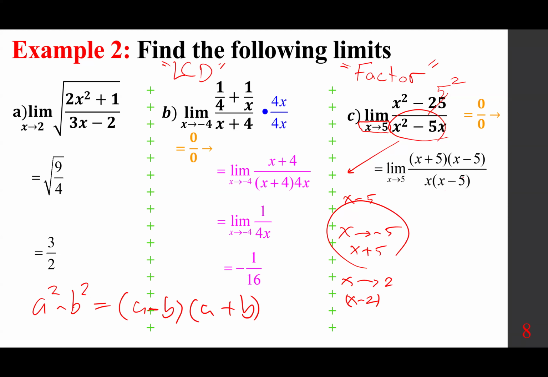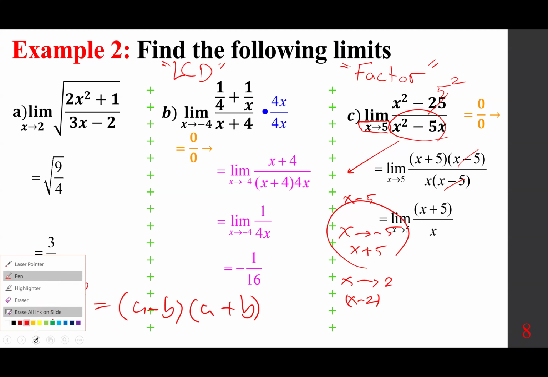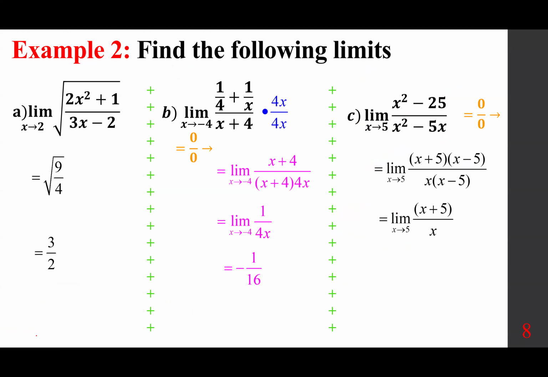The common factor of x minus 5 is dropped. We get the limit of x plus 5 over x as x approaches 5. And when we plug in, we get 10 over 5, which is 2. So it's pretty straightforward, everybody.